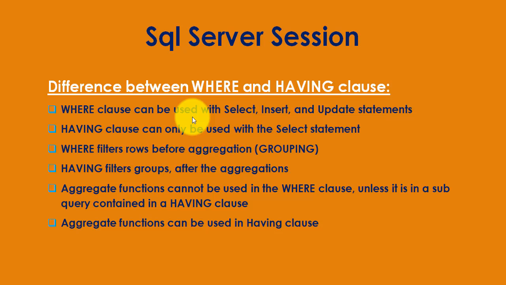Where clause filters rows before aggregation, that is grouping. Having clause filters groups after the aggregation. Aggregate functions cannot be used in where clause unless it is in a subquery contained in a having clause. Aggregate functions can be used in having clause, but you cannot use aggregate functions in the where clause unless it is in a subquery, also a subquery contained in a having clause.